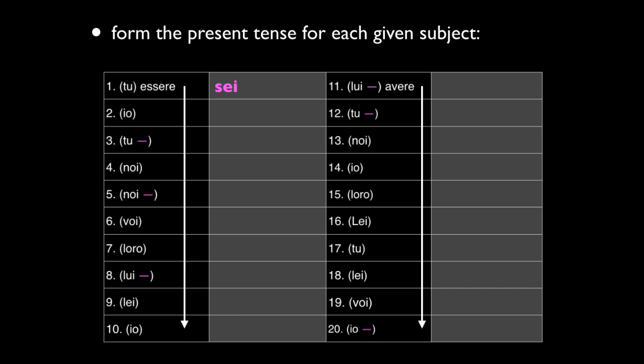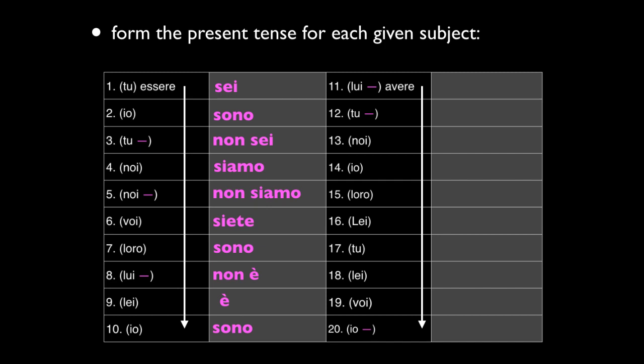Okay, so for number 2, io, that is I am, that is sono. 3 is tu non sei, you are not. 4 is noi, siamo. 5 is the negative form, which is non siamo. 6 is siete. Loro, for number 7, is sono. 8 is lui non è, he is not. 9 is è, which is she is. 10 is io sono.